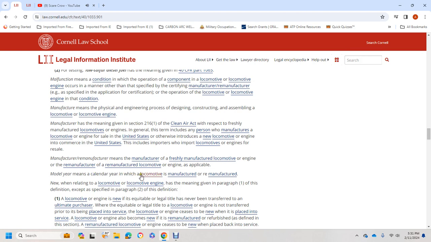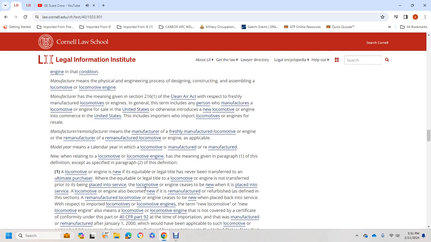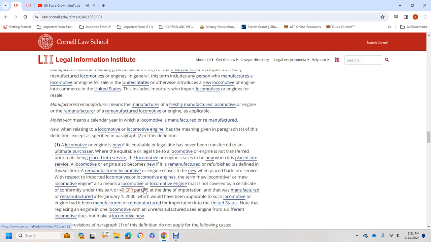Model year means the calendar year in which the locomotive is manufactured or remanufactured. New, when relating to a locomotive or locomotive engine, has the meaning given in paragraph 1 of the definition, except as provided in paragraph 2 of the definition. A locomotive or engine is new if the legal title has never been transferred to an ultimate purchaser. If the legal title of the locomotive engine is not transferred prior to being placed in service, the locomotive engine ceases to be new when placed in service. The engine also becomes new when remanufactured.